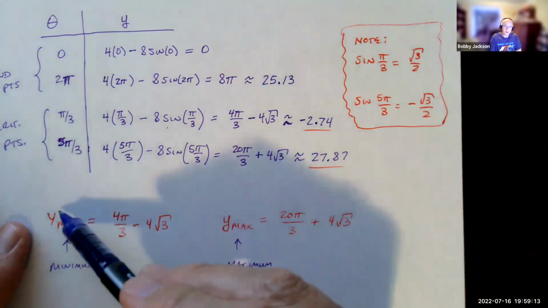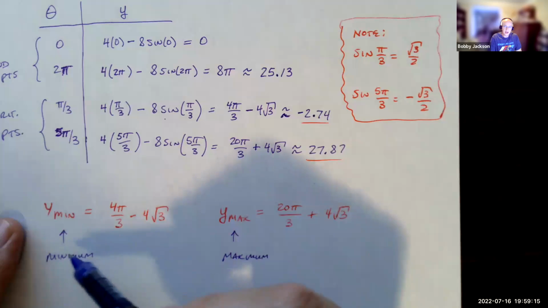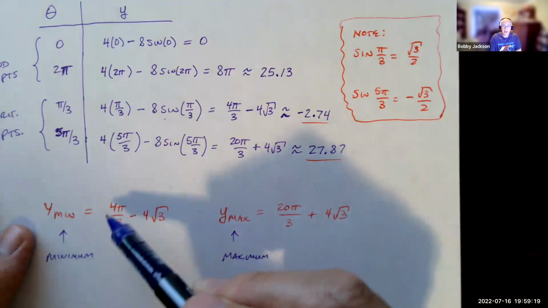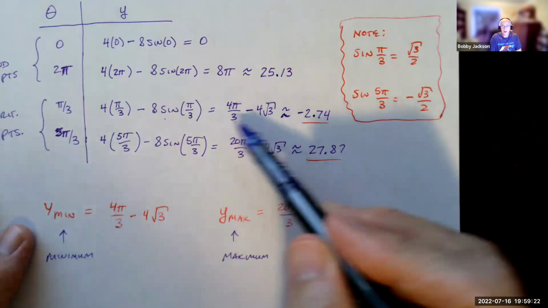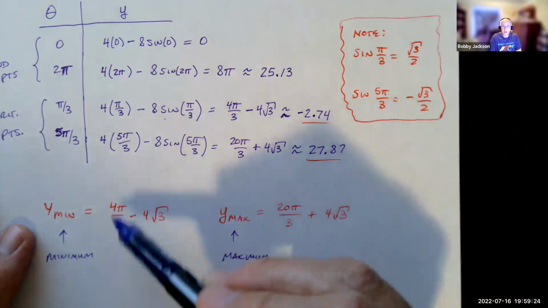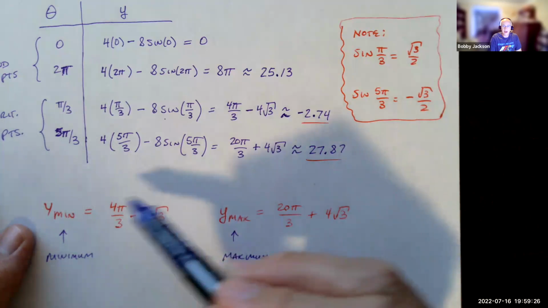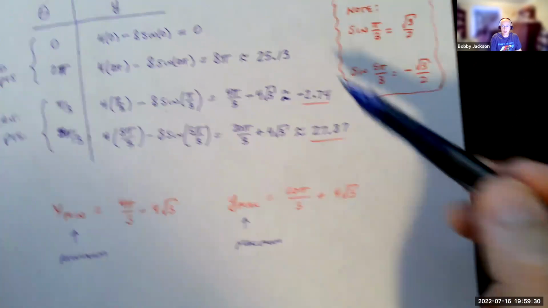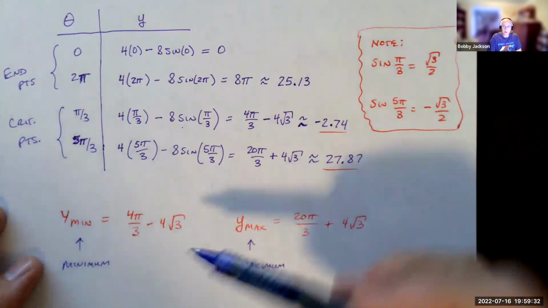In ALEKS they write it y min. On a test or something, I'll probably just say minimum. What's the minimum? And you want to give the exact value. Okay, you've given it here, so it's okay to give the approximation, but the software wants the exact value. So you have to give the exact value. You do need the approximation so we can compare, and see which one's the biggest and which is the smallest.